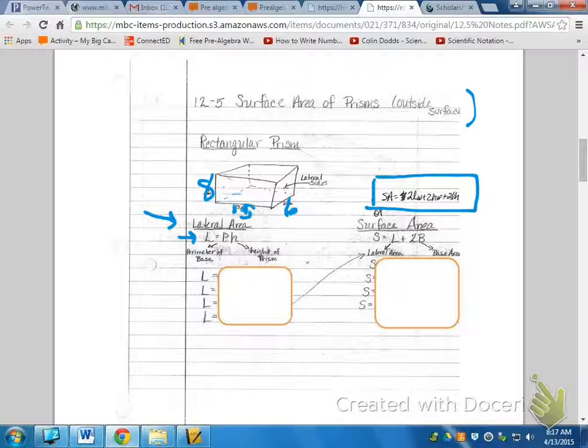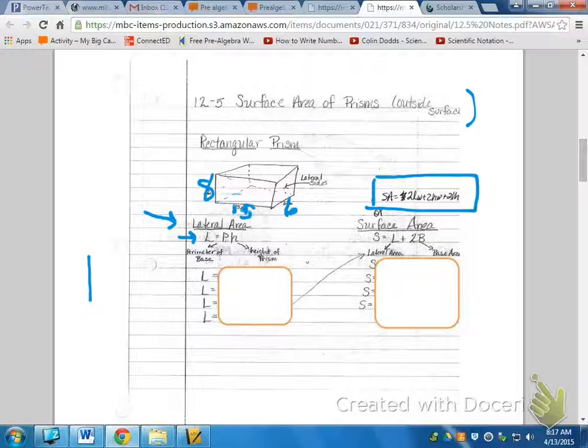So L, perimeter of the base. Can somebody tell me the dimensions of our base? What are the dimensions of our base? Morgan? What's the length and width of the prism? 15 and 8. Not 8. 8 is high. 6. So it's 15 by 6. So we're talking a perimeter of a rectangle that's 15 by 6.